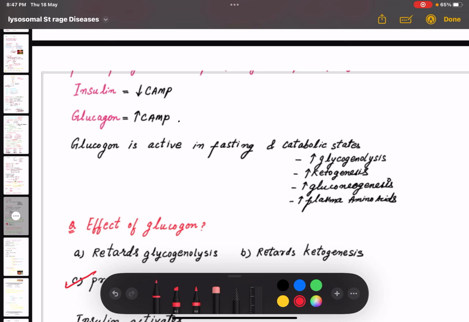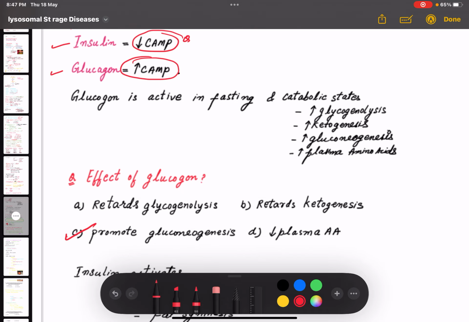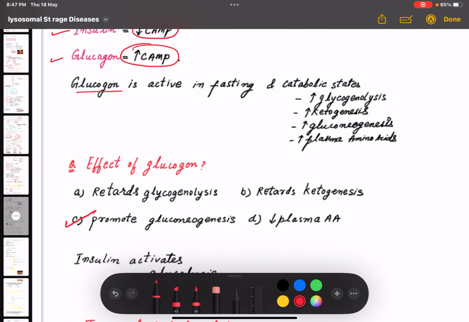Now guys, let's see that insulin is going to decrease cyclic AMP, a very important point, but glucagon is going to increase cyclic AMP. You have to remember these two points. Glucagon is active in the fasting state. Insulin is an anabolic hormone and glucagon is a catabolic hormone. We know fasting and starvation are catabolic states, therefore glucagon will be active. Glucagon is active in fasting and catabolic states.